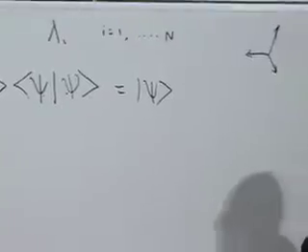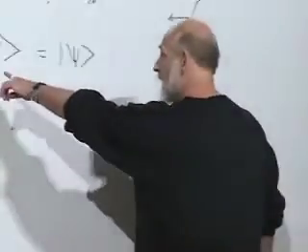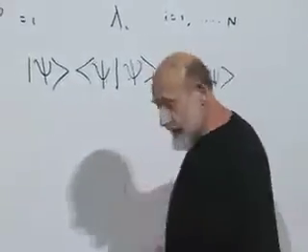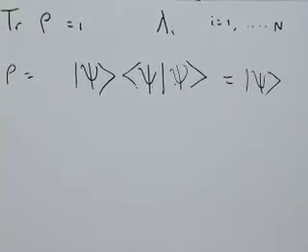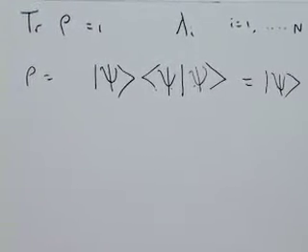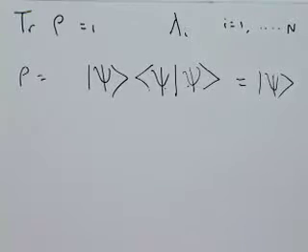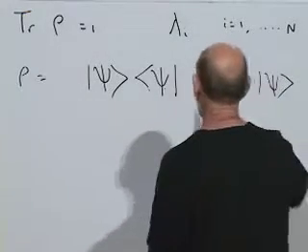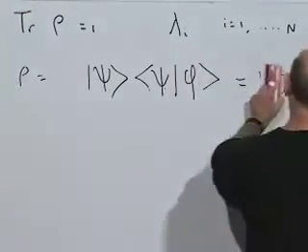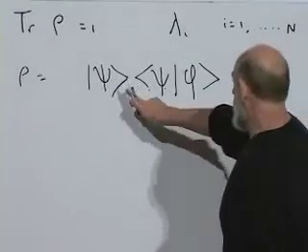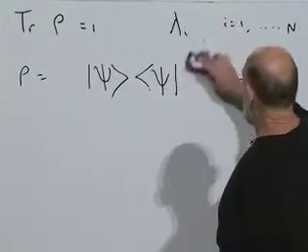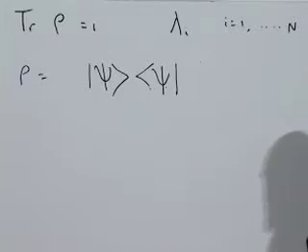Any other state orthogonal to psi, let's take some other state which is orthogonal to psi. We call it phi. If it's orthogonal to psi, then you get 0. So if the density matrix is a simple projection operator onto one particular state, then it has one non-zero eigenvalue. The density matrix is representing a pure state, and the pure state is just psi.